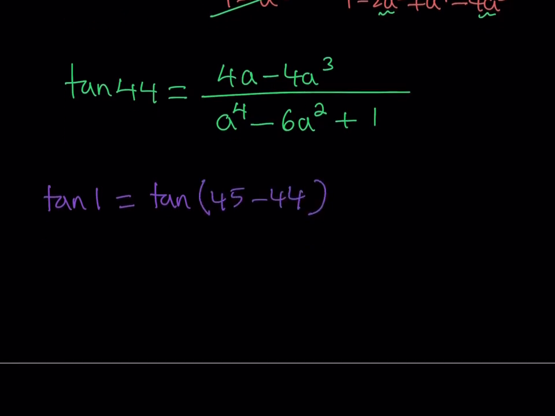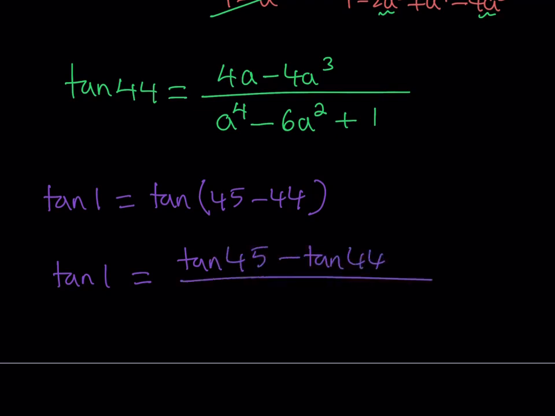Tangent alpha minus beta is equal to tangent alpha minus tangent beta divided by 1 plus tangent alpha times tangent beta. I think you already know that. So let's go ahead and write down tangent 1 in terms of these two expressions. So it's going to look like the following: tangent 45 minus tangent 44 divided by 1 plus tangent 45 times tangent 44.